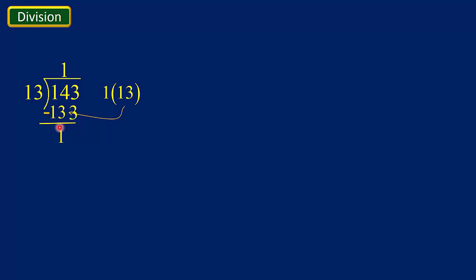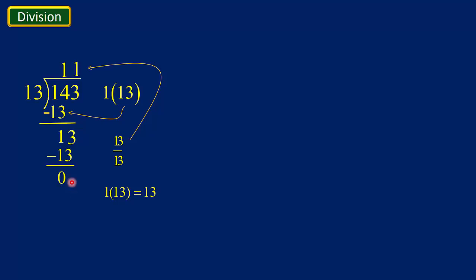I bring down the 3. 13 will go into 13 once. 1 times 13, it's 13. We subtract, and we get 0. So what this tells us is, and this is finished, right? The algorithm here is terminated. There's no more numbers to bring down. And what this tells us is that 143 divided by 13 is equal to 11.